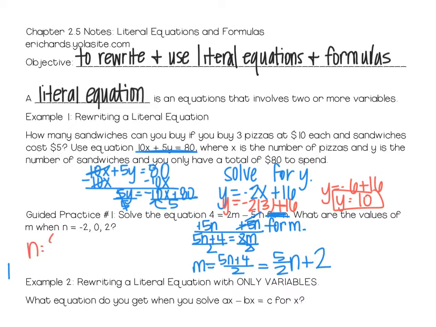Okay, if you were to correctly plug in negative 2, you would get negative 3. If you were to correctly plug in 0, you would get 2. And if you were to correctly plug in 2, you would get 7.